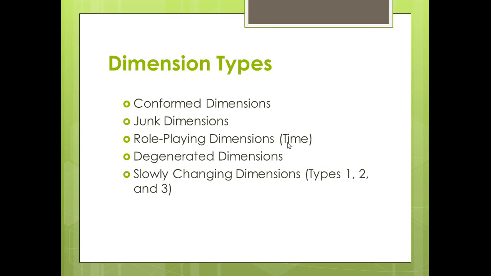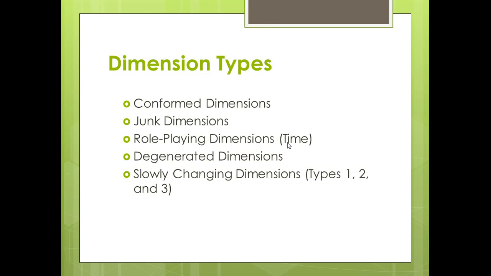Slowly changing dimensions are basically dimensions that have time flags and keep track of any changes to particular items that come in from the front-end database. I'll explain that later. And what is a junk dimension?